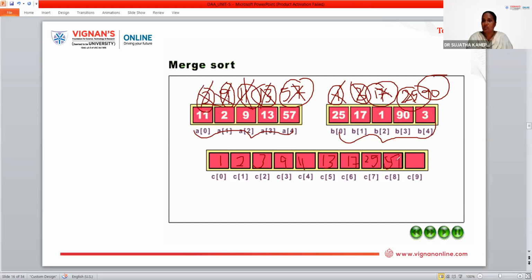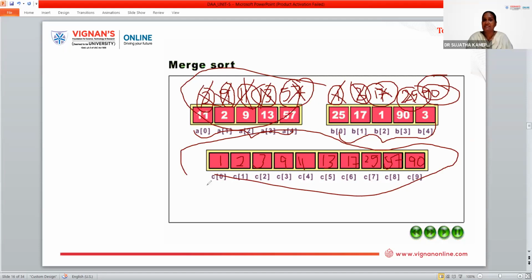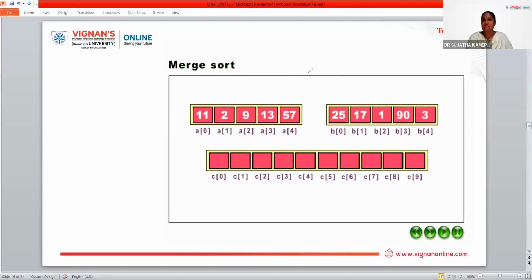57 is moved here. And finally, since all the elements in this list are completed, we have to move the elements which are remaining present in this list. So finally, we will get a sorted array. So this is the procedure of merging involved in merge sort.